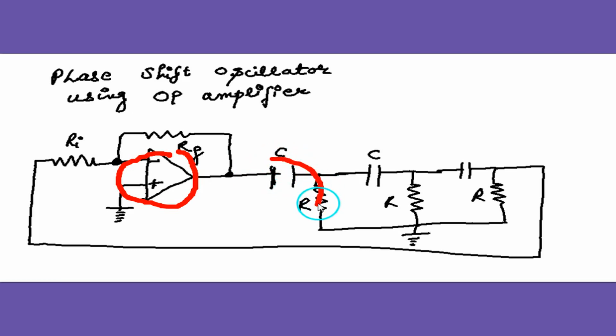Now there are three CR elements. The C and R circuits are chosen such that each gives a phase shift of 60 degrees: 60, 60, 60. That becomes 180 degrees. So by CR the phase shift is 180, by the op-amp the phase shift is 180. The total phase shift becomes 360. That means the feedback signal will be in phase with the input. That's the basic requirement for oscillators. Okay.